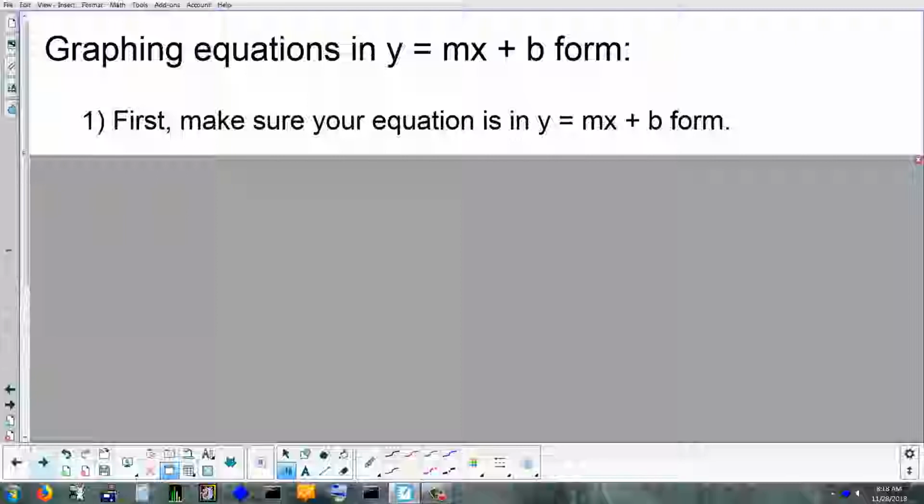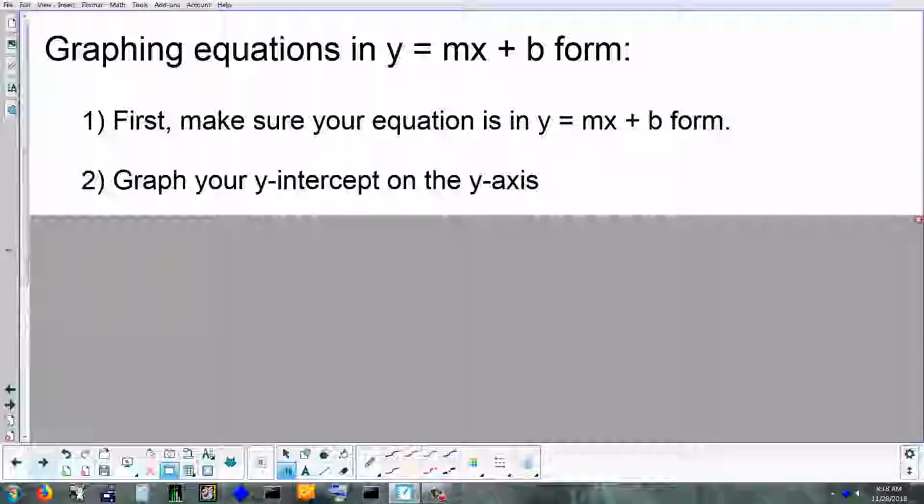So we did one in the warm-up where we had to move stuff to the other side to get the y alone. What are we trying to do with y? What's the goal? We're trying to get it in that form. Get y by itself. Right? So to get it in slope-intercept form, you have to have y by itself. Once you have that, the first thing you want to do is put a dot on the y-intercept.